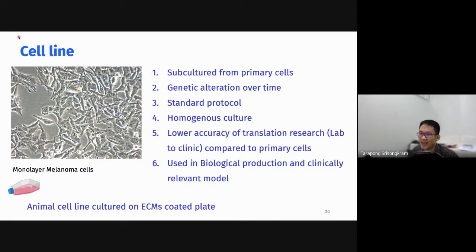Okay, so in this figure, I show the monolayer melanoma cells cultured in the vessel. As you can see, one side of the cell is attached to the vessel, and one side is exposed to the culture media. So the cell line has also been cultured as monolayer cells.